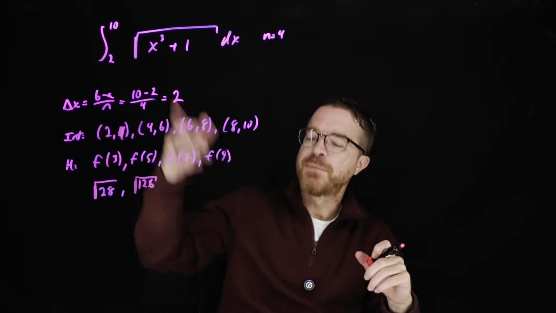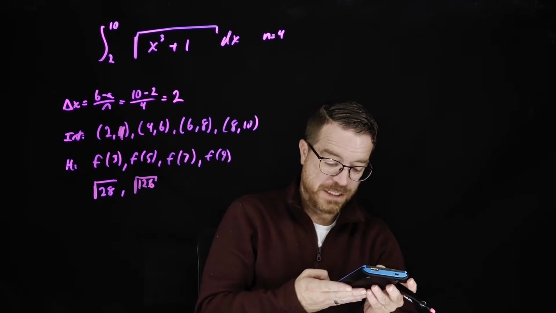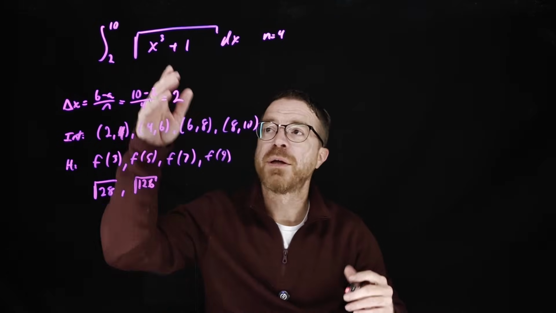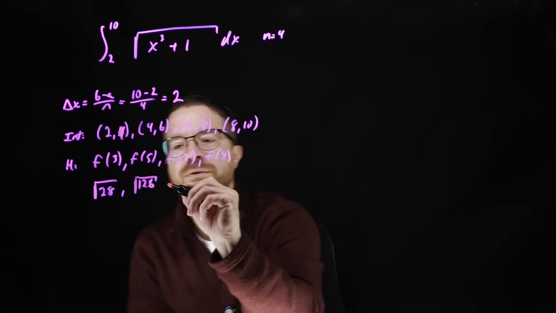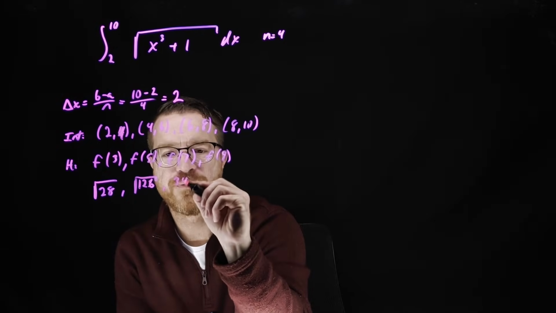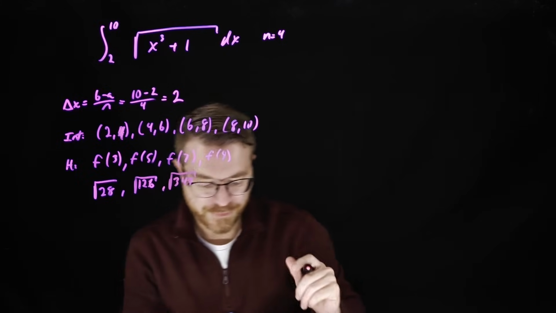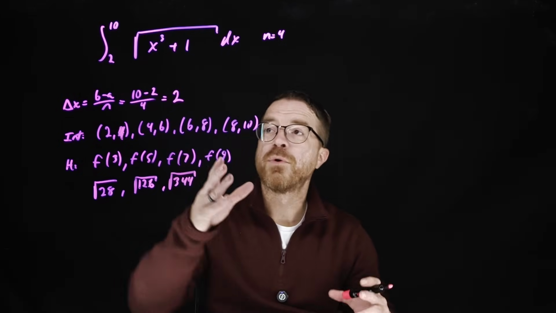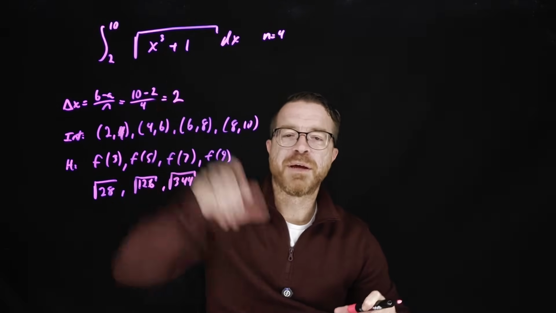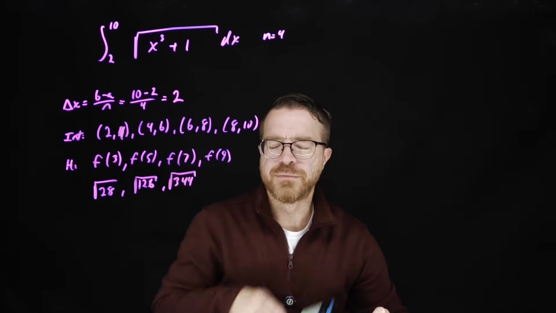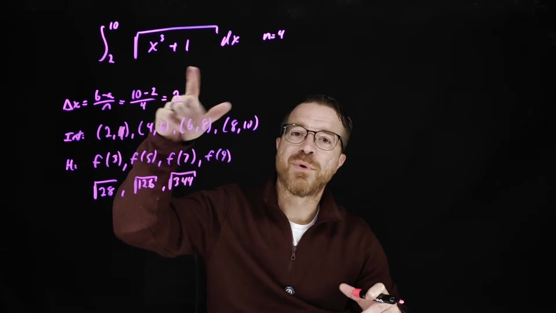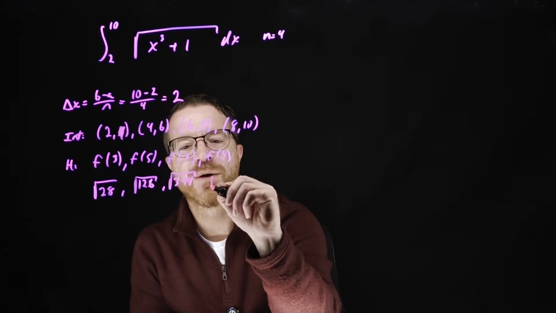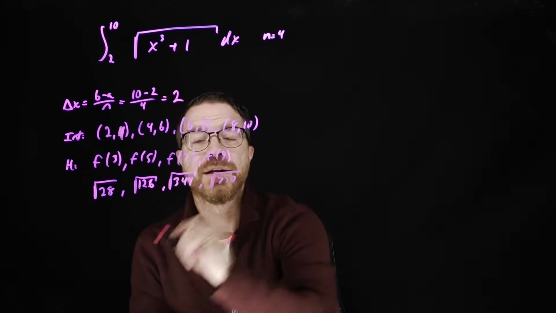For 7, we're going to plug 7 in. So 7 cubed is going to be 343, plus 1, so 344. So the square root of that. And then for the last interval, we're going to plug in 9. 9 cubed, by the way, I'm not doing these in my head, I'm checking these beforehand. So 9 cubed is 729 plus 1, so 730. So this is going to be the square root of 730.